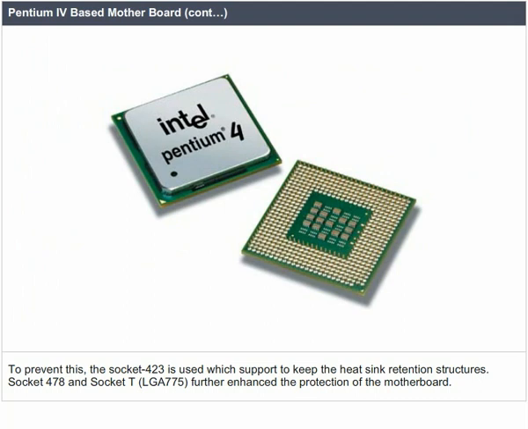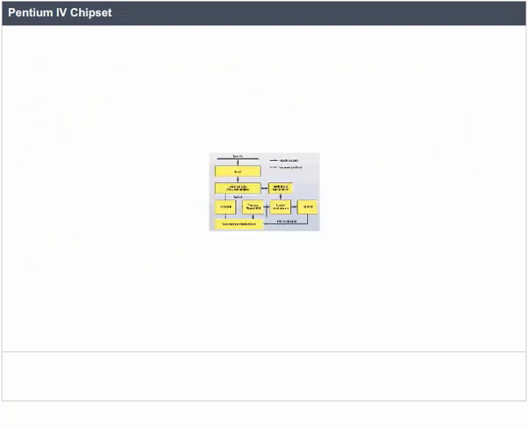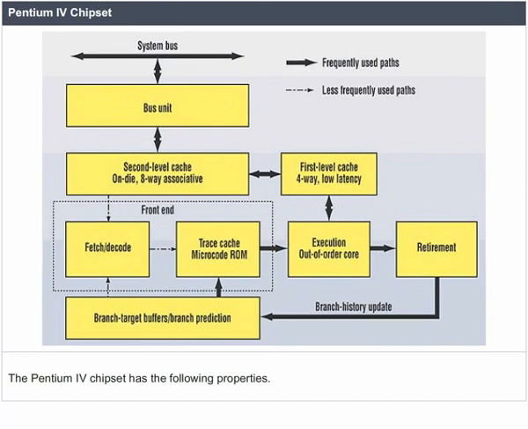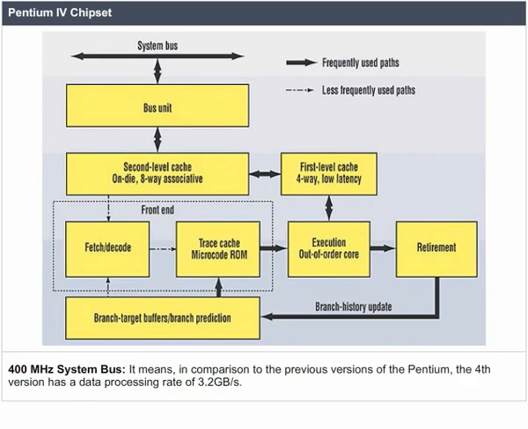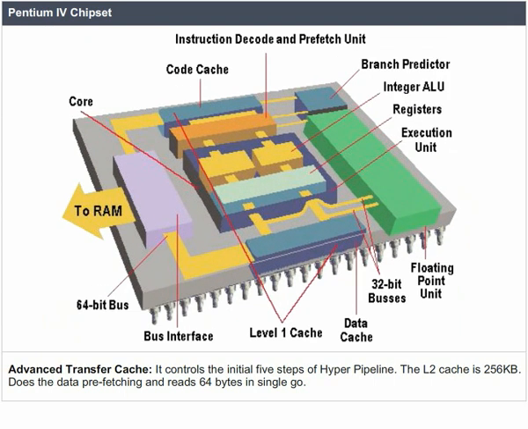Pentium 4 chipset. The Pentium 4 chipset has the following properties. 400 MHz system bus. It means, in comparison to the previous versions of the Pentium, the fourth version has a data processing rate of 3.2 GB per second. Advanced transfer cache. It controls the initial 5 steps of hyperpipeline. The L2 cache is 256 KB, does the data prefetching and reads 64 bytes in a single go.